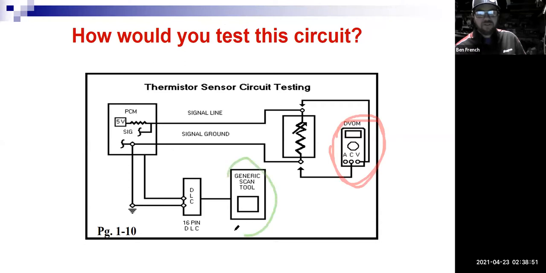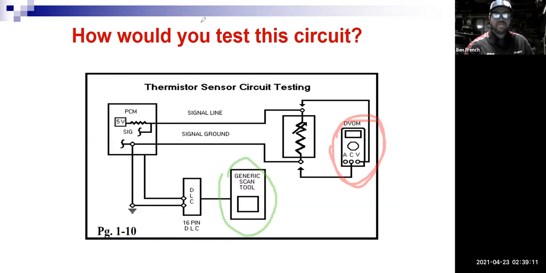So here we have our OBD2 generic scan tool. That would be our interface. And why do we have it in generic mode? Because remember, it's not allowed to lie to you on generic mode. So if you know how the circuit works, it really aids your diagnosis. It makes things a lot easier.